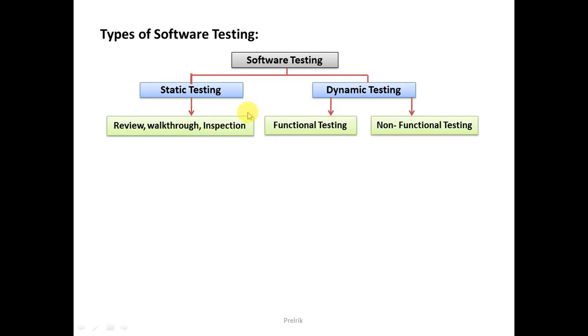If you come to dynamic testing, it is again categorized into functional testing and non-functional testing. So what are those? Functional testing is something like checking the mentioned behavior or the mentioned requirements in the SRS, the software requirement specification, that it is delivered and working fine. So this area will be covered as part of functional testing.